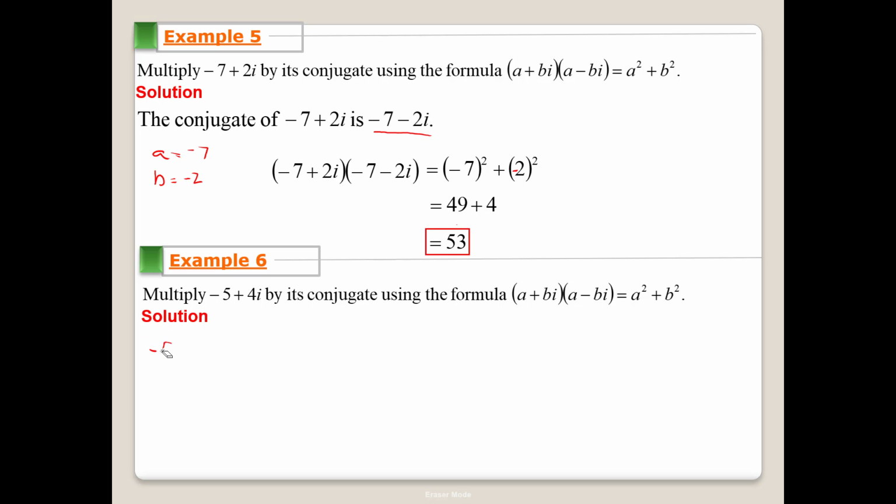I'm going to write a first. I don't know why I wrote negative 5. A equals negative 5. And our b was all in the wrong spot. So the conjugate initially is negative 5 and negative 4i. So our a value is going to be negative 5. Our b value is going to be 4.